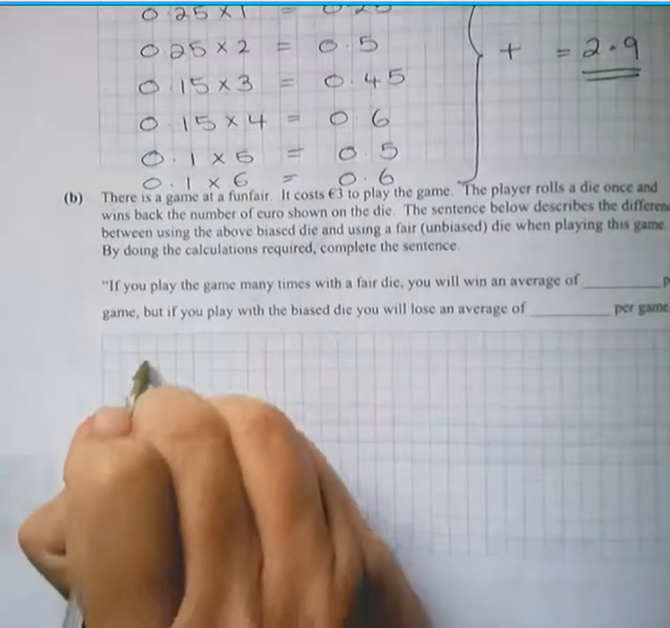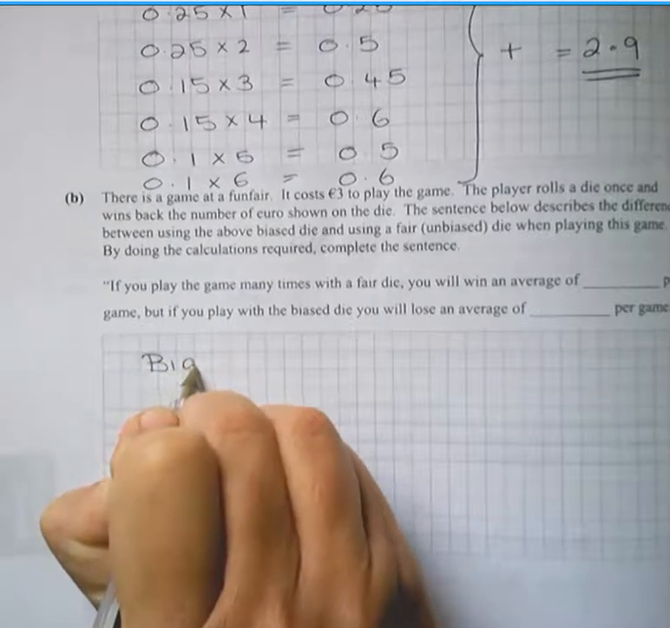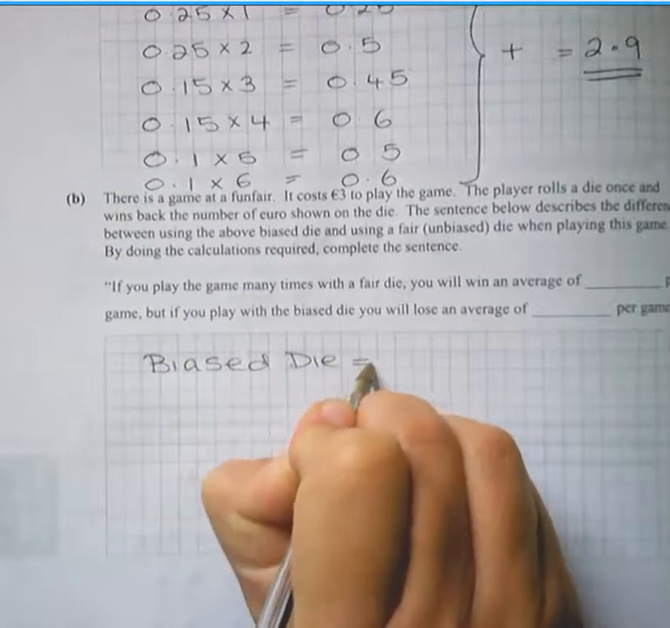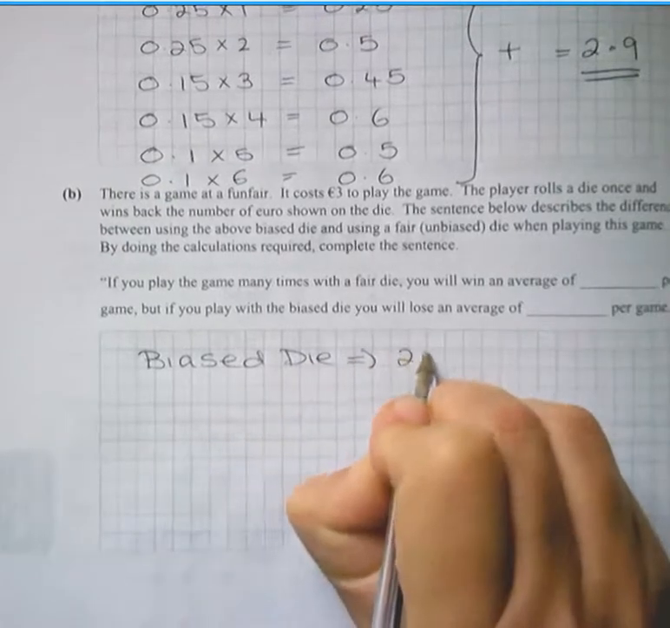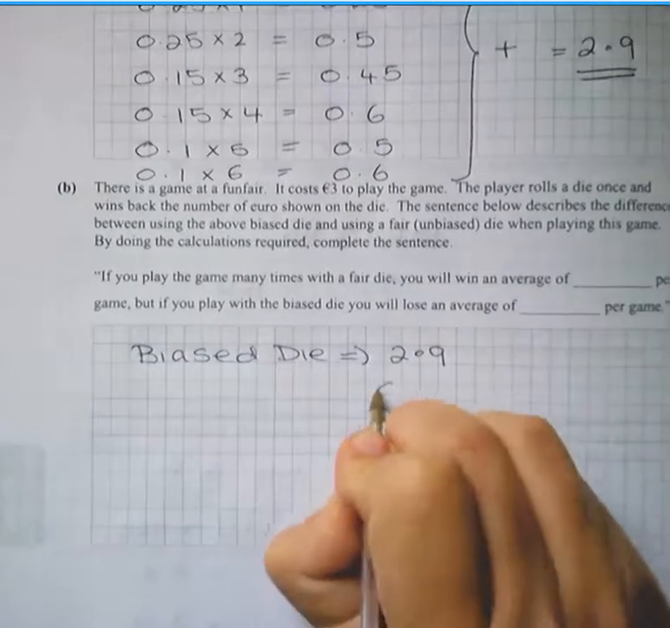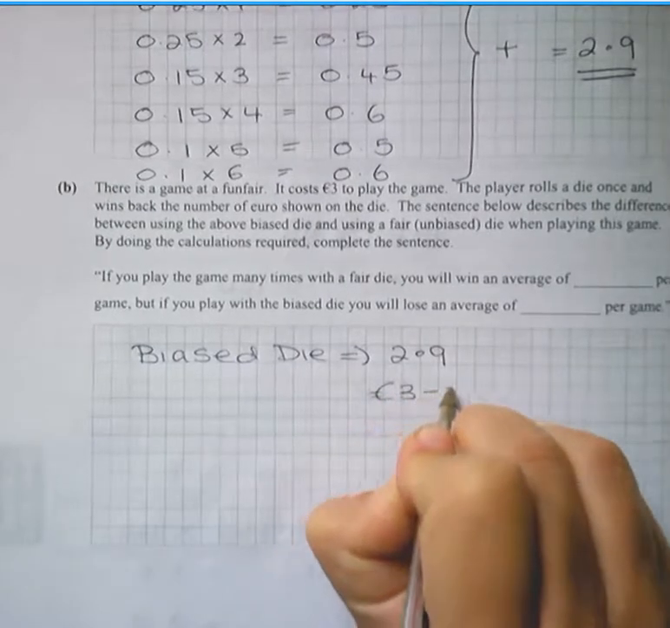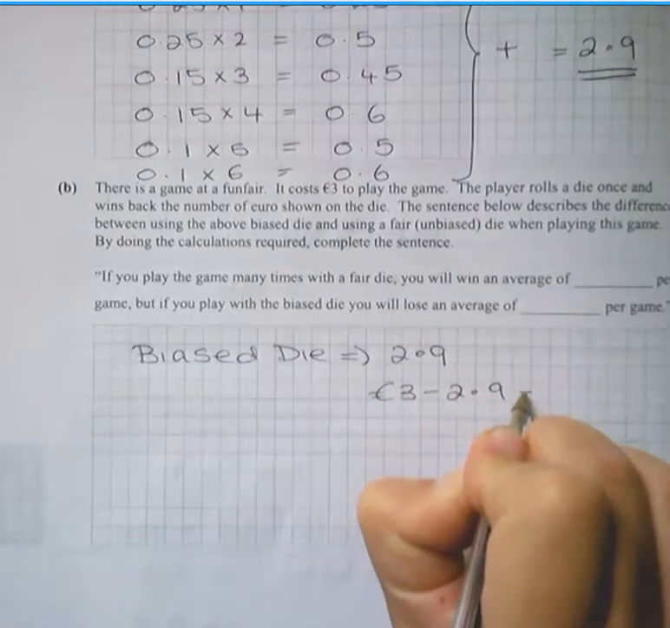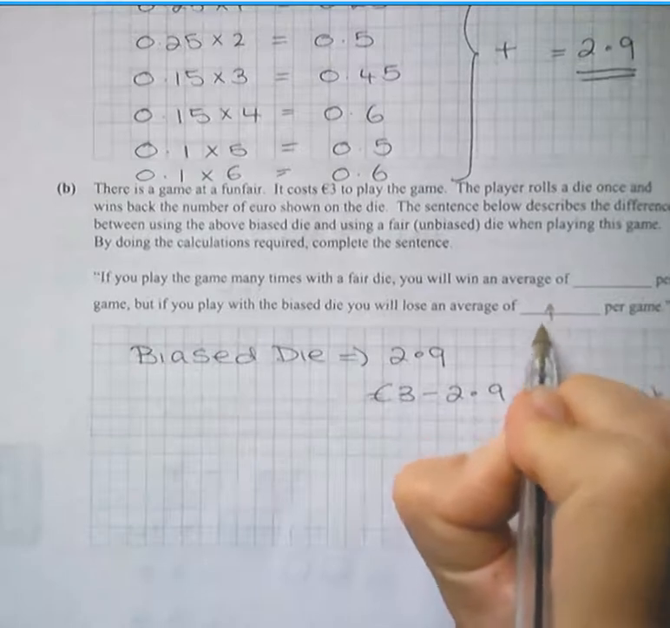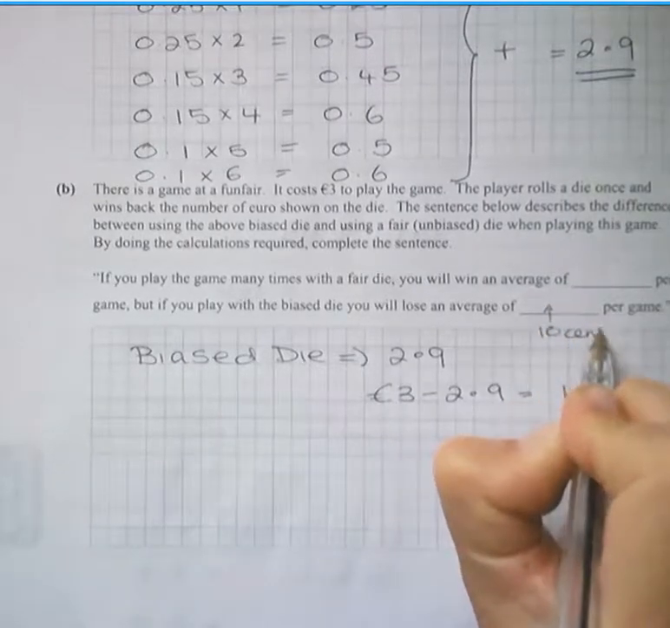So for the biased dice, the one we have worked out above, we worked out the expected value was 2.9. If you are paying €3 to play the game, €3 take away 2.9 will mean that you're expected to lose 10 cents. So you would add 10 cents in there.